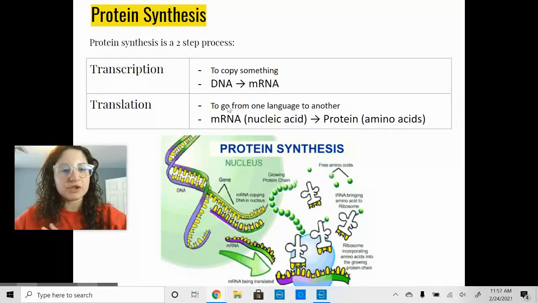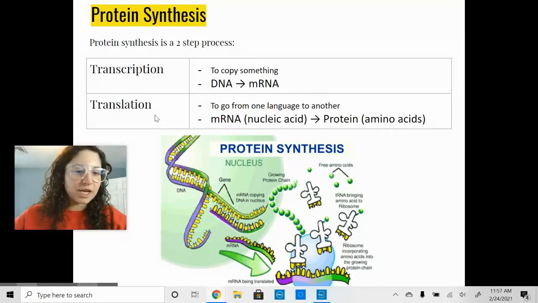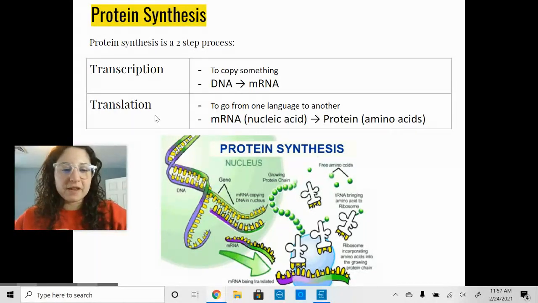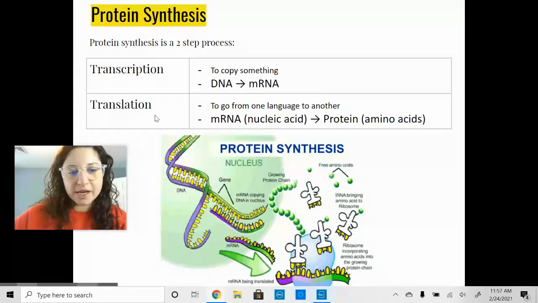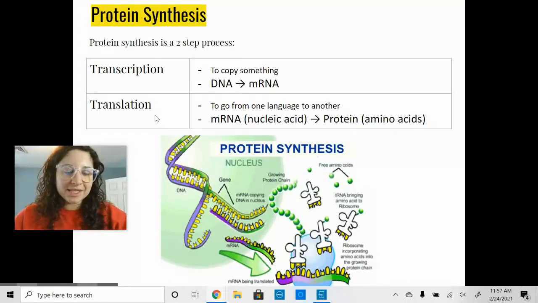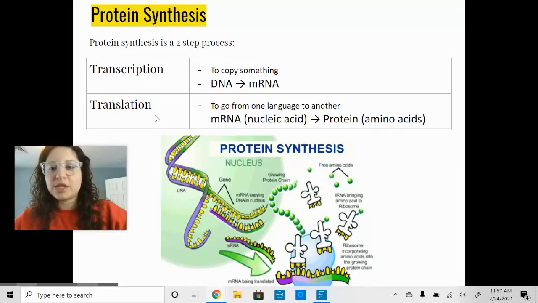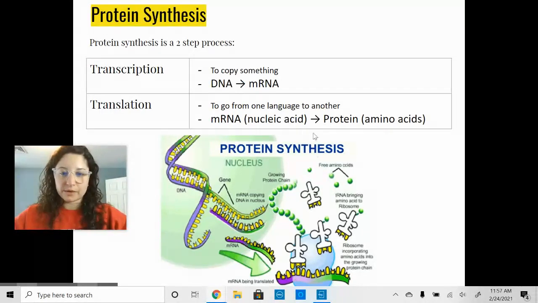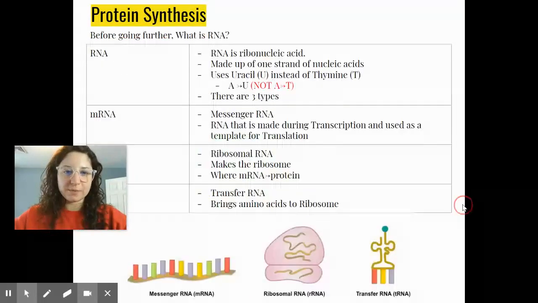The second step is called translation. So very similar to how we might translate from one language to another. So from English to Spanish or Chinese to Turkish or from Finnish to Hungarian, I don't know. We translate the language of nucleic acids, which is the language of DNA and RNA, to the language of amino acids, which is the language of proteins. So two-step process, transcription, and then translation.